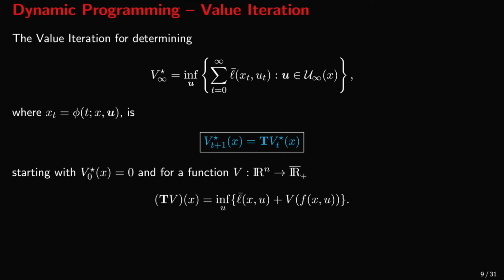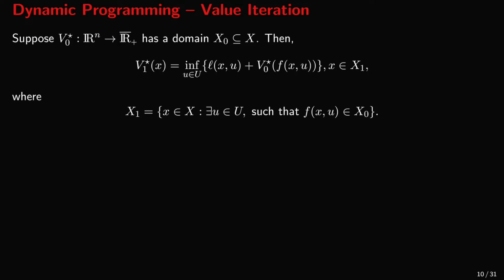The value iteration for determining v infinity star is given here. As before, we can start with v0 star equal to 0, for example, and we can apply the dp operator T recursively. The dp operator applied to a function v is defined as the infimum with respect to u of L bar of x comma u plus v of f of x comma u. We can write the dynamic programming recursion without extended real-valued functions as well.